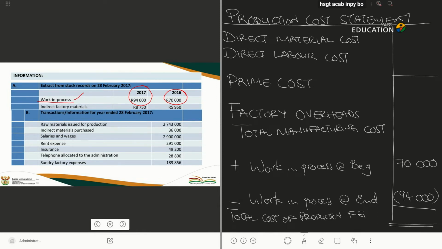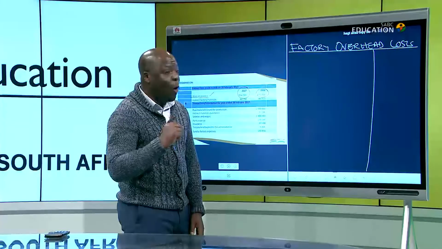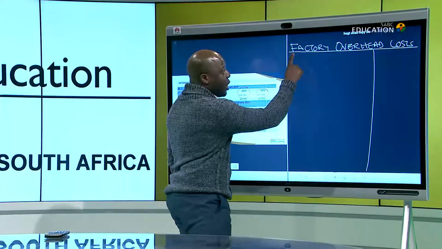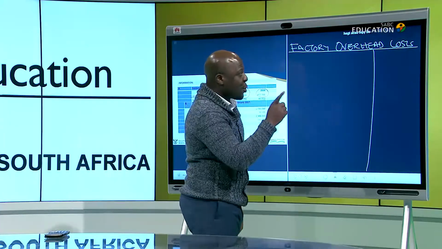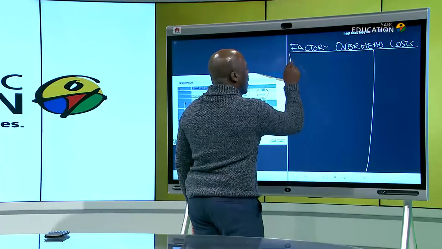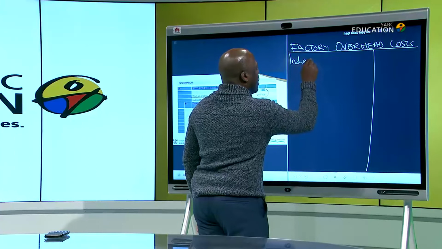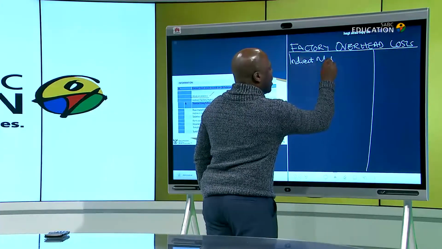Boys and girls, they also gave us another stock figure, which is your indirect factory materials. But I have taught you already that your indirect materials do not come into the production cost statement, but rather where do they go? They go exactly to your factory overhead cost. So that means you come to your factory overhead cost. What is that? That is your indirect materials. So you're going to come and say indirect materials.